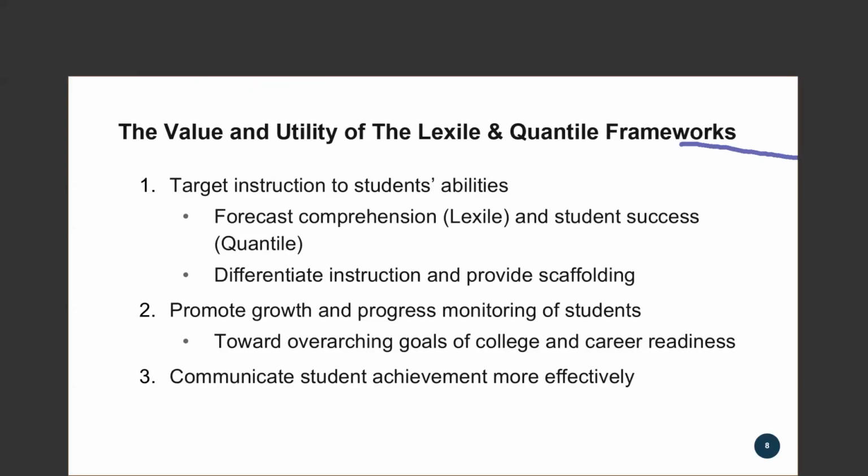On the Lexile side, we can actually forecast a comprehension rate. When we know the child's Lexile reader measure and the Lexile text measure of the book, we can calculate about how much of that book that child is going to understand. And on the Quantile side, we can calculate a success rate. Given the child's Quantile measure and the Quantile measure of the material, we can estimate or forecast how successful that child is going to be with that particular lesson.